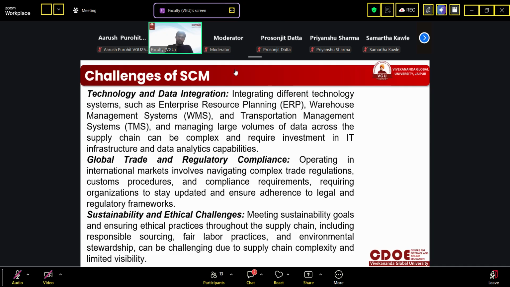Global trade and regulatory compliances. Operating in international markets involves navigating complex trade regulations, customs procedures, and compliances. So all the rules and regulations out there in different countries. How are we going to handle them if our supply chain and management is organized in that manner, but the problem is different?